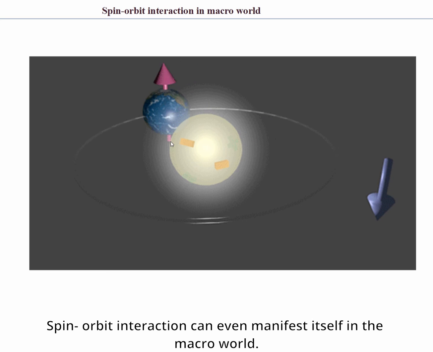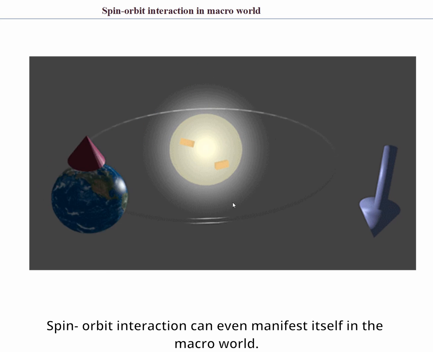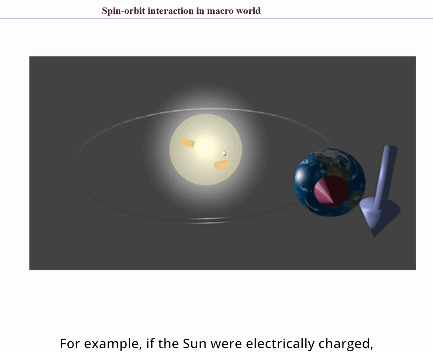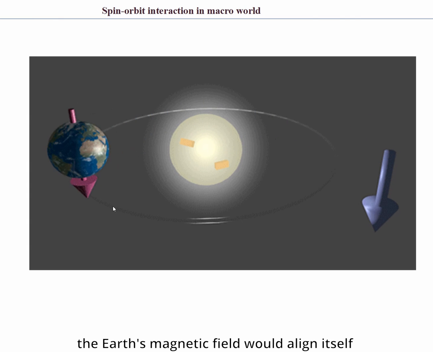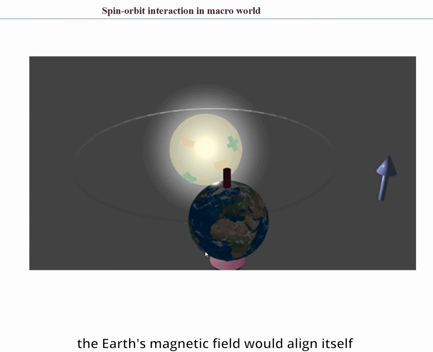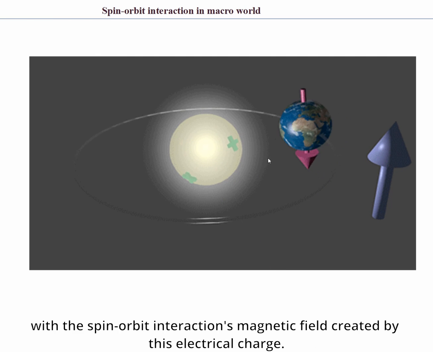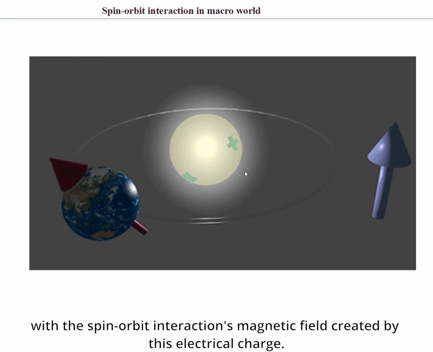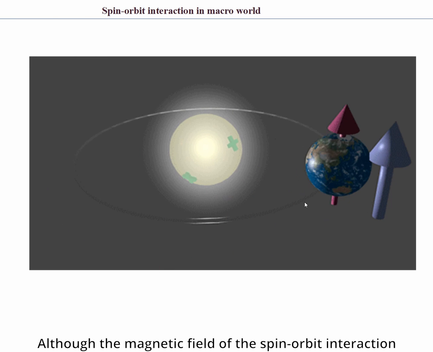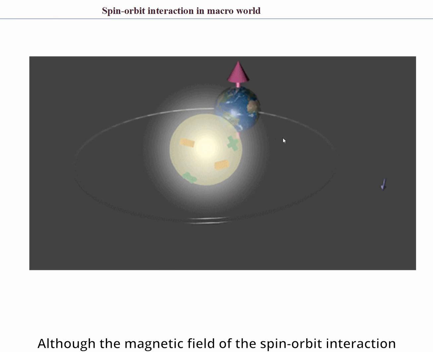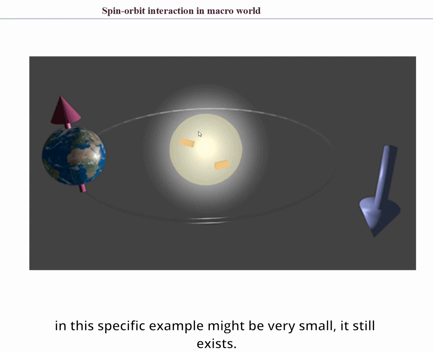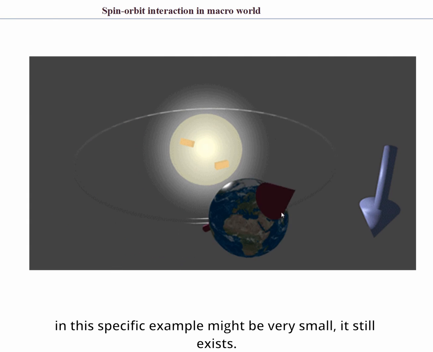Spin-orbit interaction can even manifest itself in the macro world. For example, if the Sun were electrically charged, the Earth's magnetic field would align itself with the spin-orbit interaction's magnetic field created by this electrical charge. Also, the magnetic field of the spin-orbit interaction in this specific example might be very small. It still exists.